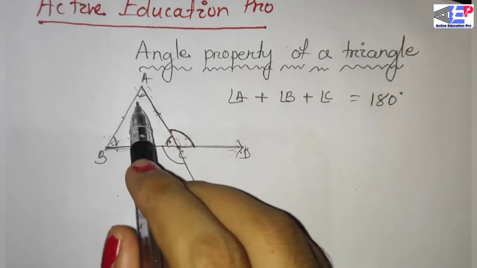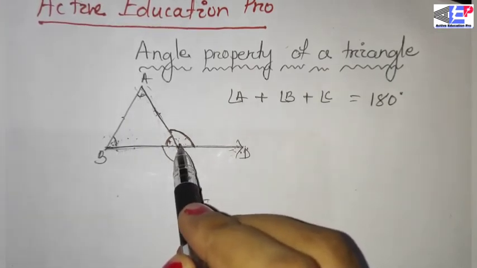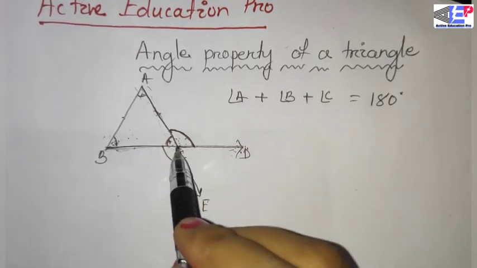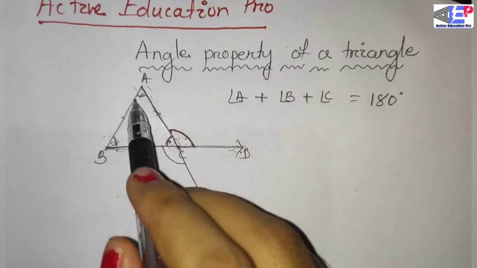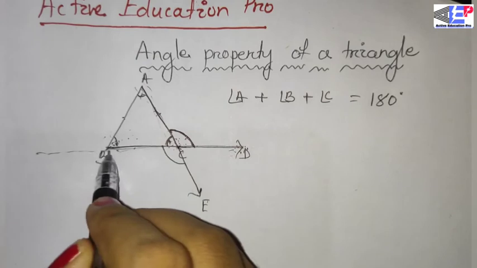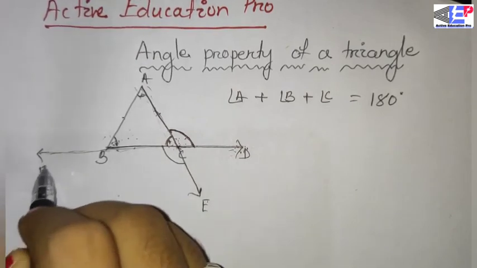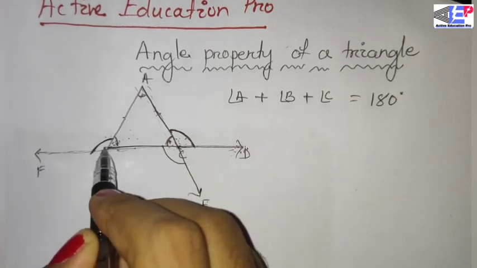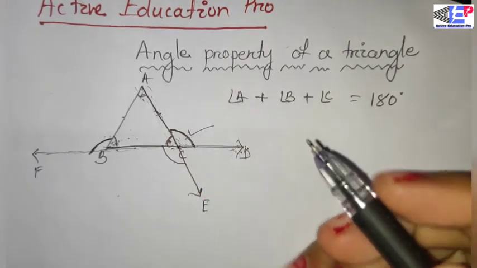Every exterior angle of a triangle has two opposite interior angles. Here ACD has two opposite interior angles: this is A and this is B. If you extend CB towards F, then it is also an exterior angle and it has opposite interior angles A and C. So first look at this angle ACD.